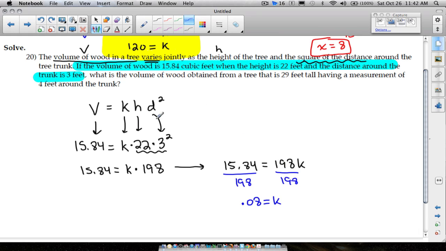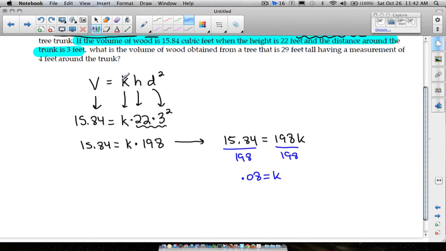So now back up here in this formula, our new formula, since we know what the k, the constant, that's going to always be used, our equation is v equals 0.08hd squared. Because the thing is, the volume of a tree can change, the height of a tree can change, and the distance around the tree trunk can change, but that constant is always going to be there.